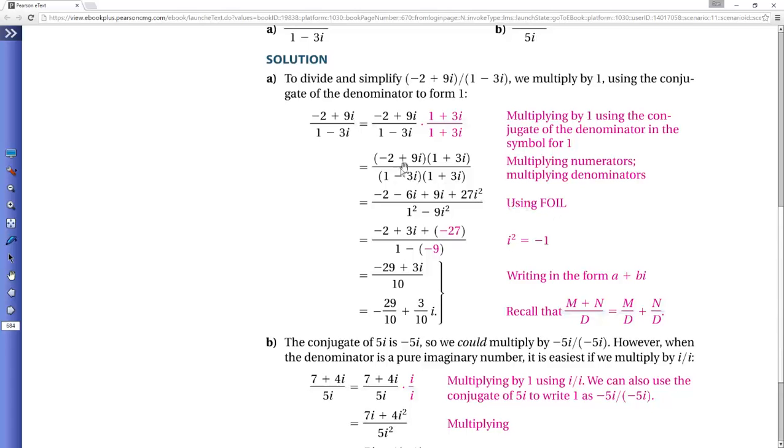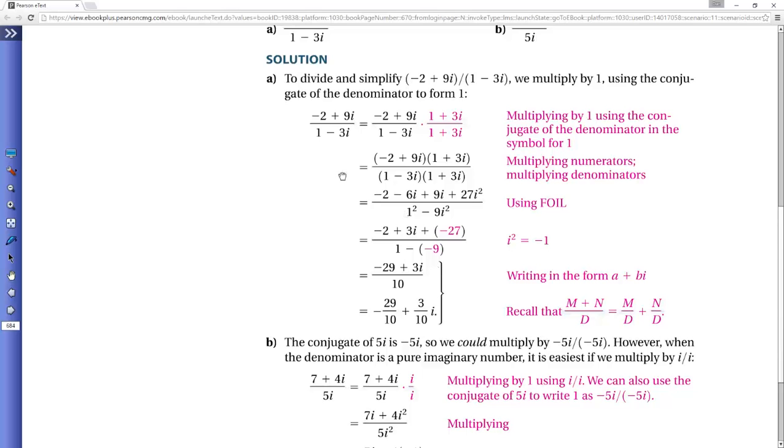Then outer times outer, negative 2 times 3i, which is a negative 6i. Inner times inner, 9i times 1 is 9i. Last times last, 9i times 3i, which is 27i squared. Well, here's an i squared, that's equal to negative 1, so they substitute for i squared a negative 1, you end up with negative 2 plus 3i plus a negative 27, which simplifies to be negative 29 plus 3i all over 10.